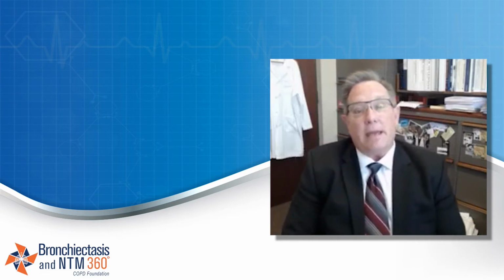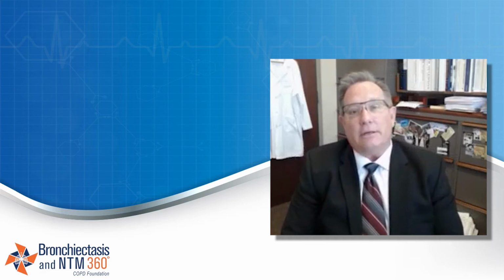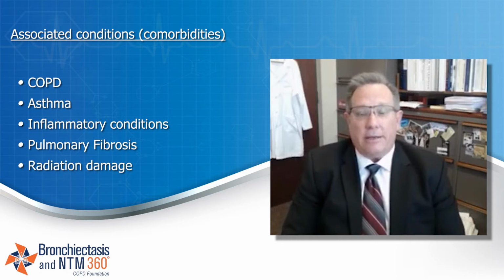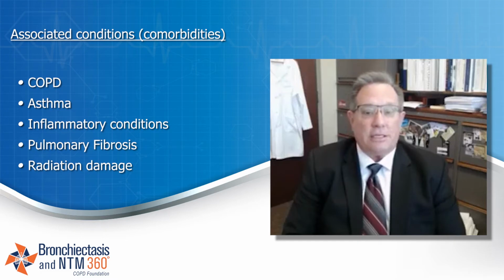It's important to also realize that bronchiectasis may be an entity in itself in a single etiology. In other instances, there may be other comorbidities. Those other pulmonary diagnoses that are associated with bronchiectasis include COPD, asthma, inflammatory conditions, including scleroderma, Sjogren's syndrome, connective tissue disease, as well as rheumatoid arthritis. Other types of pulmonary diagnoses include pulmonary fibrosis and radiation-induced damage.